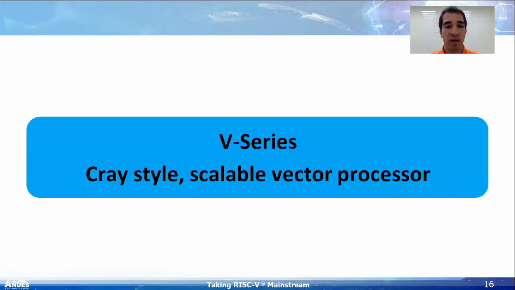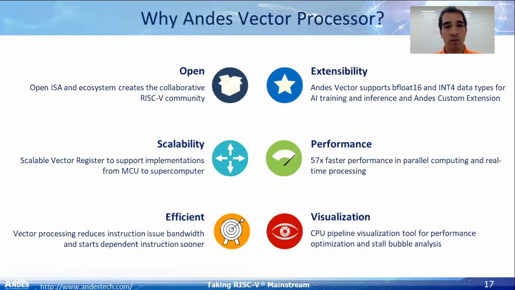Very quickly about the vector series, which is a scalable vector processor. So why should you use it? First, because it's from RISC-V. It's an extension, the vector extension. It is open, so you can add it. Then Andes has done some clever extensions for it, like we are adding bfloat16 and INT4 data types. It is scalable, so you can implement it ranging from a microcontroller unit up to a supercomputer, and the performance increase is huge. Also, efficiency is better with the vector processor because it can help you to process more data in a shorter time. And then last but not least, Andes has provided some nice tools which help you to analyze your pipeline and make it clearer.